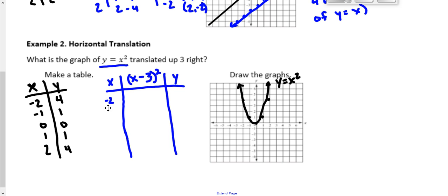Okay, so here's what we're going to do. We're going to use the same values, -2, -1, 0, 1, and 2. We're just going to plug these values in. So this I'm going to say -2 minus 3 squared. -2 minus 3 would be -5, squared would be 25. -1 minus 3 would be -4 squared, which would be 16.